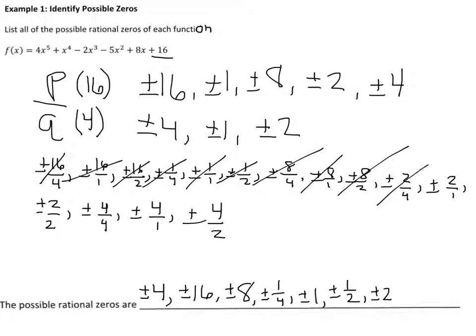2 over 4 reduces to 1/2, we have that. 2 over 1 reduces to 2, we have that. 2 over 2 reduces to 1, we have that one. 4 over 4 reduces to 1, we have that. 4 over 1 reduces to 4, we have that. And 4 over 2 reduces to 2, which we also have. So our possible rational zeros are plus or minus 4, plus or minus 16, plus or minus 8, plus or minus 1/4, plus or minus 1, plus or minus 1 over 2, and plus or minus 2.